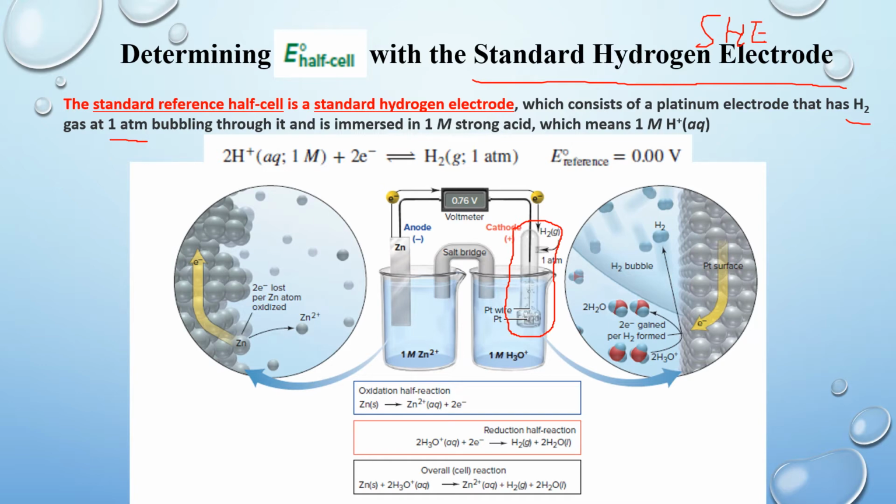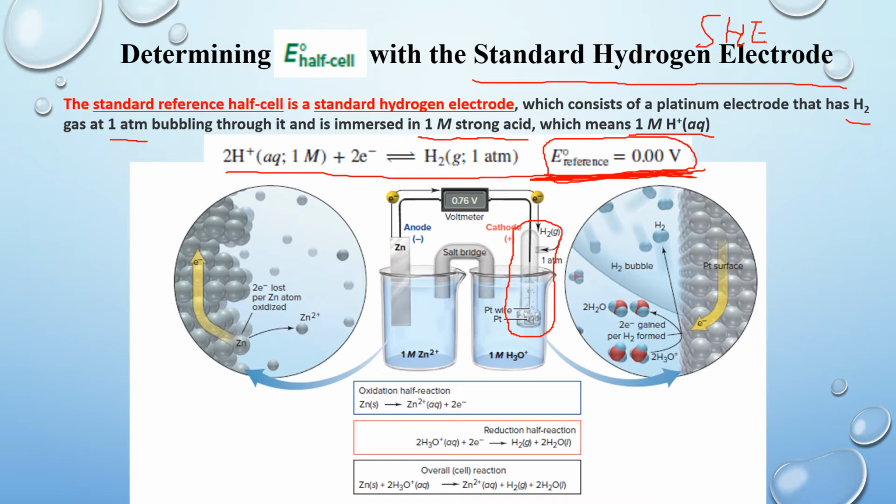In this tube, we have a platinum rod in the middle. The electrode is covered by bubbling hydrogen gas at 1 atm, and it also contains 1 molar strong acid, so it has a proton concentration of 1 molar. Everything here is at the standard state. For this half reaction, the reference potential is 0. We set it as a reference, so whatever it is, we use 0 as the reference potential.